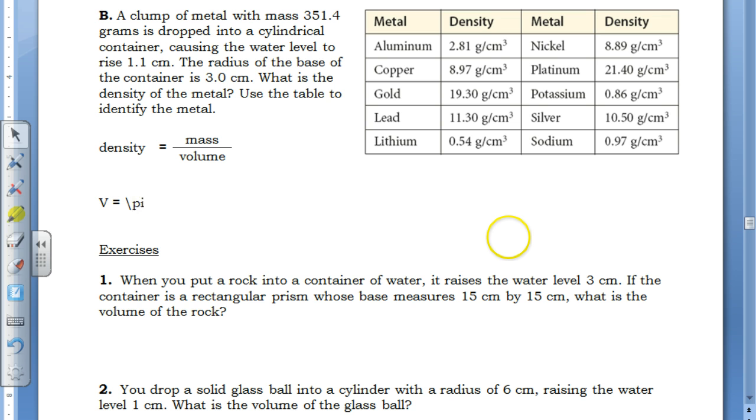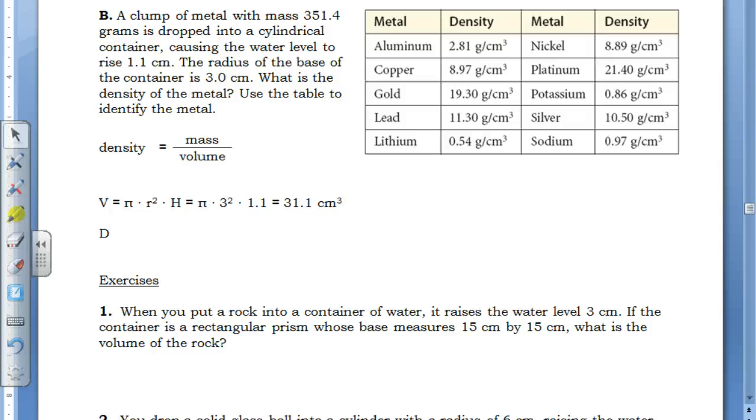It's a cylinder, so that's pi times the radius squared times the height. So I know pi. Reading the question, it tells me that I have a radius of 3 centimeters, and the water is displaced 1.1 centimeters. So pi times the radius squared times the height tells me that the volume of the clump of metal is 31.1 cubic centimeters.